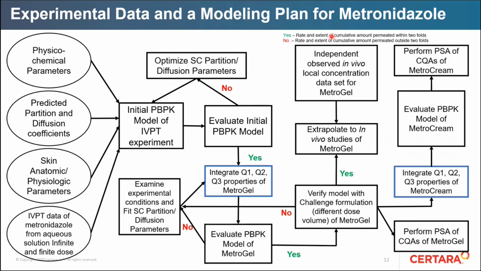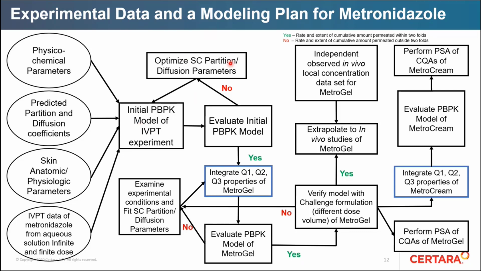Our evaluation criteria at that time was that if the predictions are within 2 folds, it seems to work. But if it is outside 2 folds, then something is not right in the model. So if your model explains solution data, you can start parameterizing your model with the properties of your formulation. But if the model does not predict, then you have to go and identify which of the parameters to optimize in order to predict your solution data.